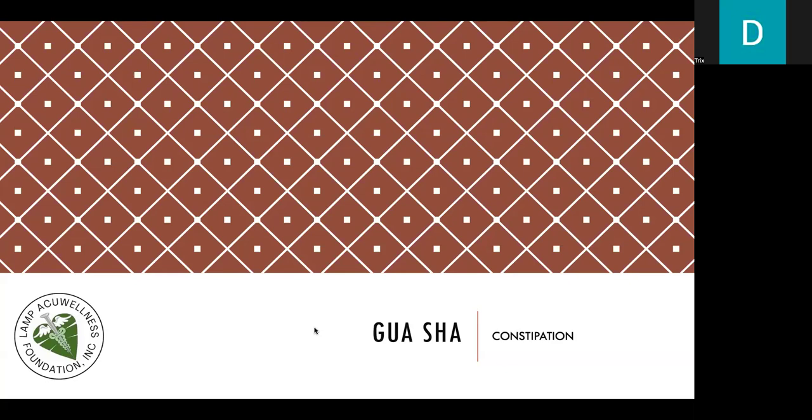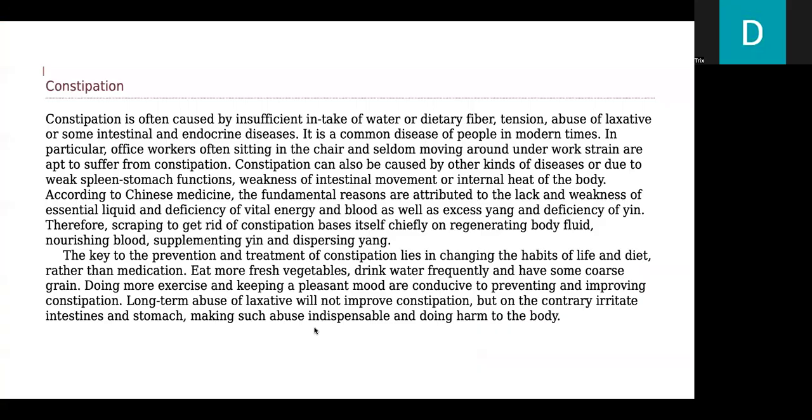Let's now go to Gua Sha. Let's discuss constipation. Constipation is often caused by insufficient intake of water or dietary fiber, tension, abuse of laxatives, or some intestinal and endocrine diseases. It is a common disease of people in modern times.